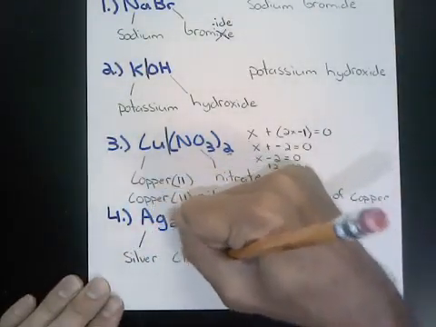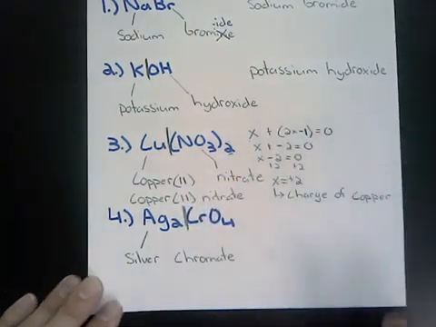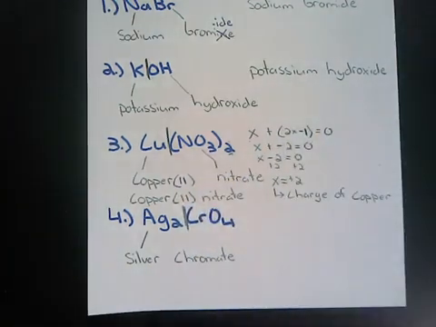So the name of Ag2CrO4 is silver chromate. Again, there is no parentheses for silver because it always has a +1 charge.